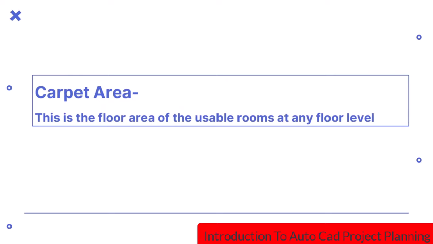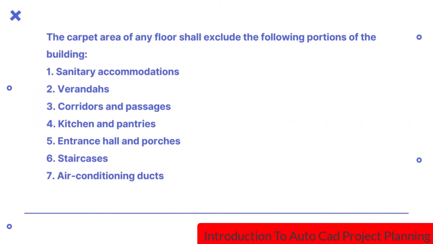Carpet area is the floor area of the usable rooms at any floor level. The carpet area of any floor shall exclude the following portions of the building. The first one is sanitary accommodations, verandas, corridors and passages, kitchen and pantries, entrance hall and porches, staircases, and lastly, air conditioning ducts.